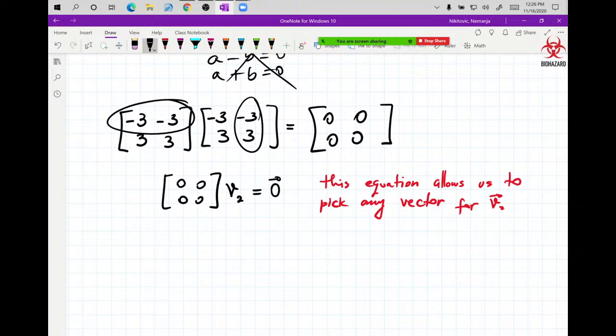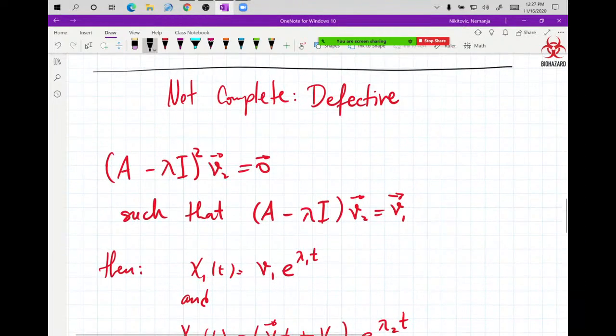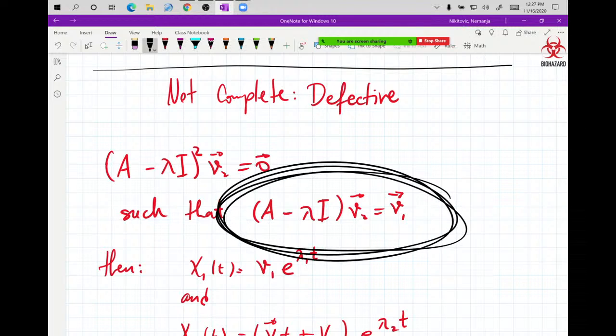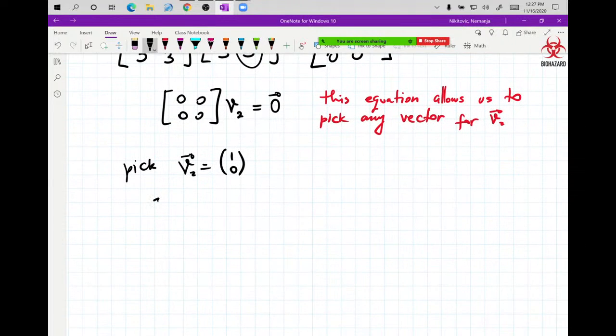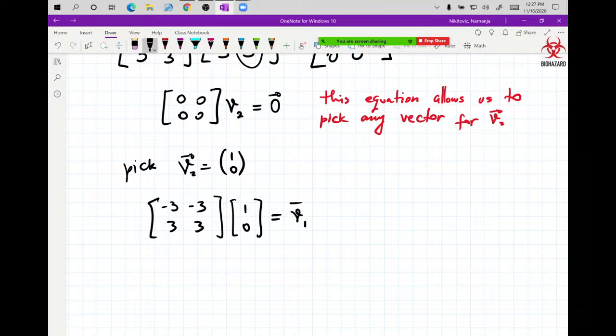You can pick 1, 0, 0, 1, 1, 1, 3, 7. I don't care what you pick. So if you pick V2 to be, let's say 1, 0, you can pick anything, pick 1, 0, and then you go and you execute this. So I have my matrix, and then I hit that with this one, and that will give me V1, which is what? Negative 3 and 3. There we go.